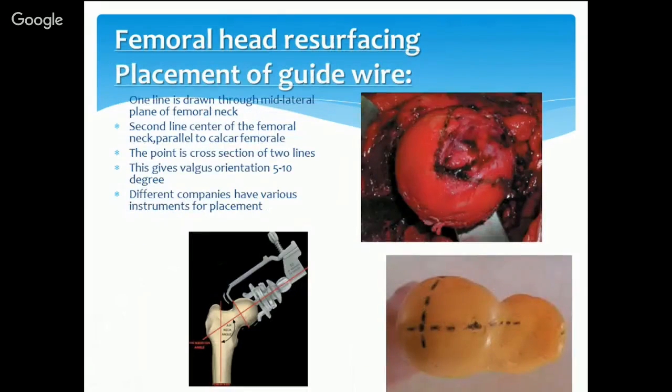Now the femoral head resurfacing. First is to place the guide wire. The guide wire goes through the center of the femoral neck. We should push the guide wire in a slightly valgus position, more than 5 to 10 degrees valgus, so that there is less femoral notching.